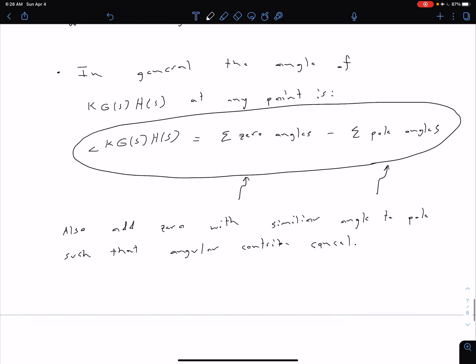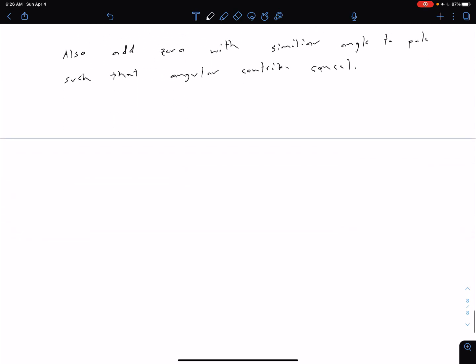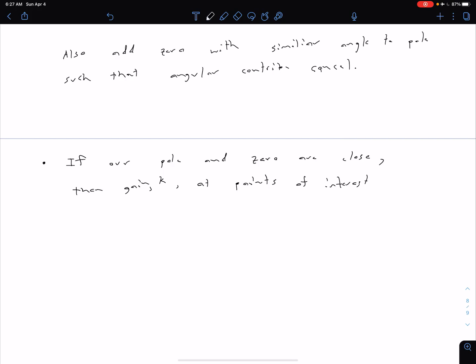Okay, so the next thing we want to talk about is our gain. If our pole and zero are close to one another, then our root locus shape and position is going to be roughly the same, because we're going to need the same gain values K in order for our closed loop poles to be at that position. So if our pole and zero are close to one another, then our gain K at points of interest should be relatively unchanged. It's not going to be completely unchanged, but the closer we can get the pole and the zero to one another, the truer this is going to be. And remember, we don't want to be changing this, so we want those to be relatively close.